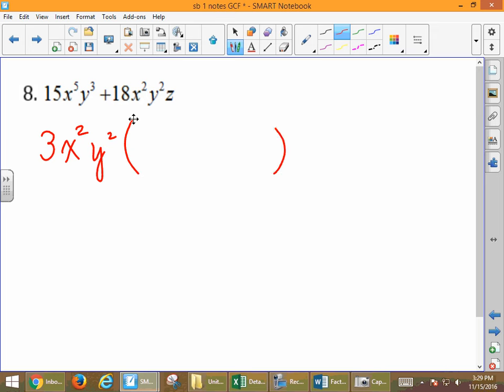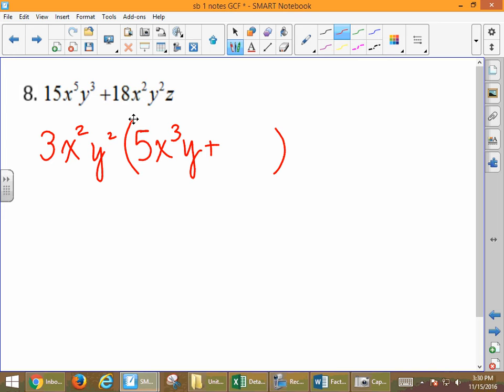So now we want to finish the problem, and what we can do is 15 divided by 3 is 5. X to the 5th divided by x squared: we had 5 x's, we took out 2, which means that we still have 3. We had 3 y's, y cubed divided by y squared. We had 3 y's, we took out 2, now we have 1.